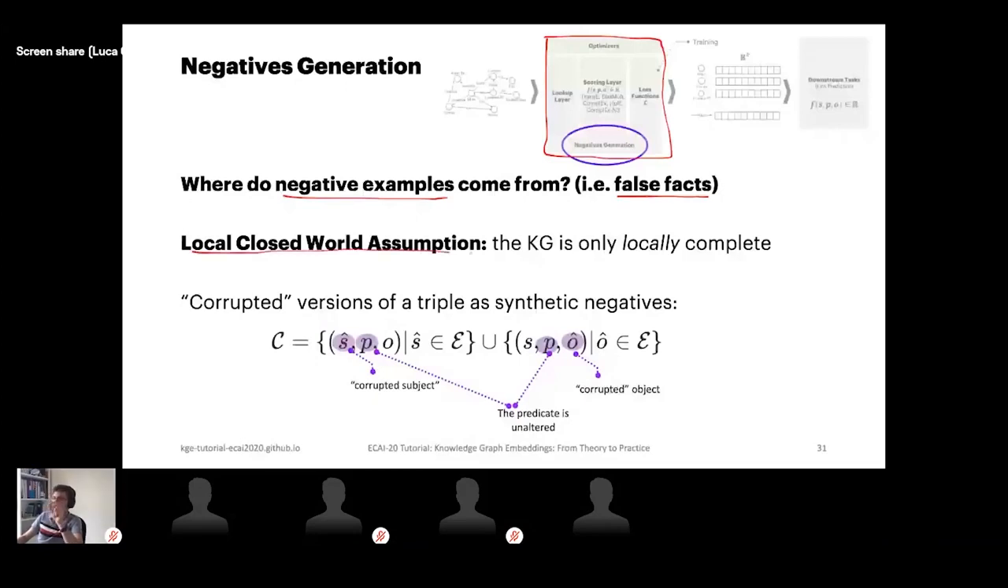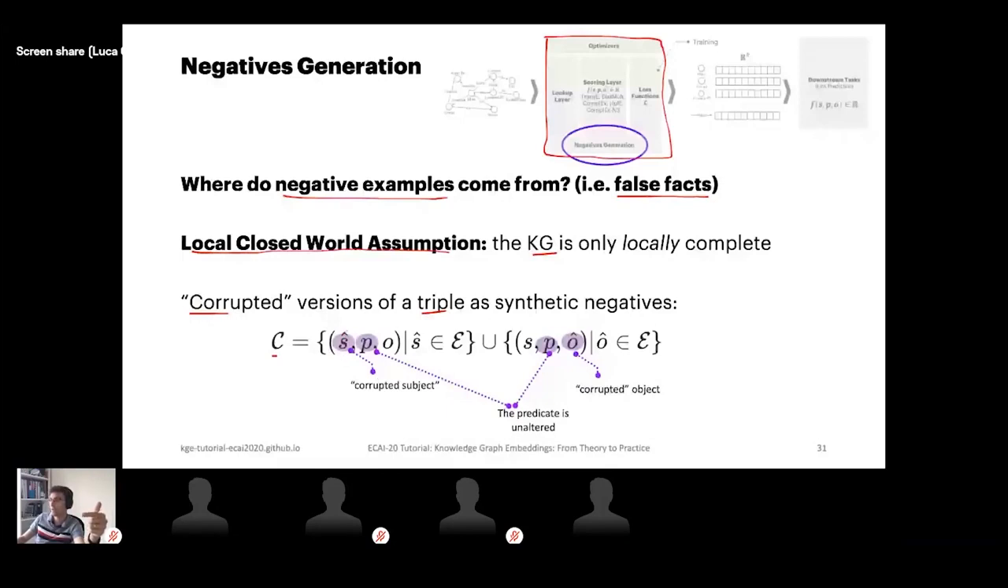So we sort of say, all right, let's try to generate some negatives. Let's try to make up some false facts, but let's try to do so with a grain of salt, right? Let's assume the knowledge graph is only locally complete. It means that locally, looking just at a single triple, for example, we can presume that corrupted versions of such a triple can be considered negatives, right? So we define this set C, that stands for corruptions, which is the set of all the altered versions of a fact SPO.